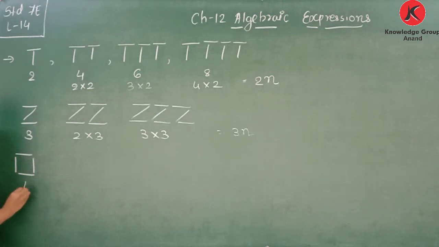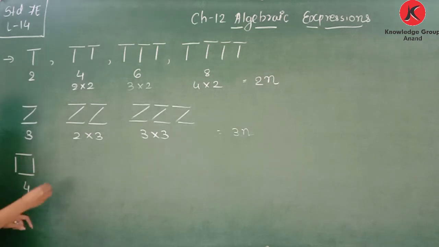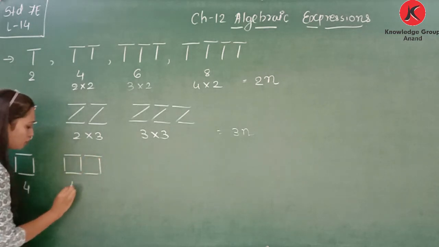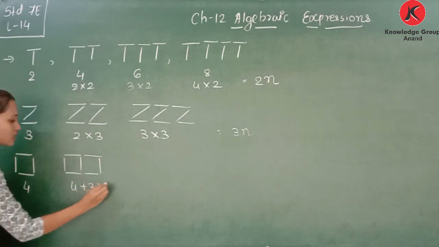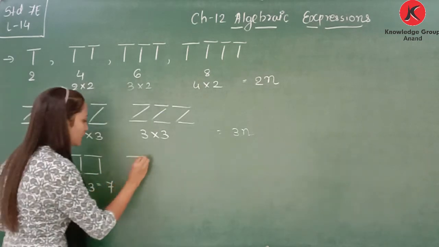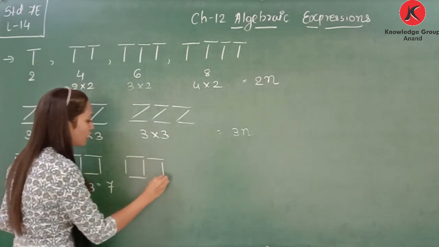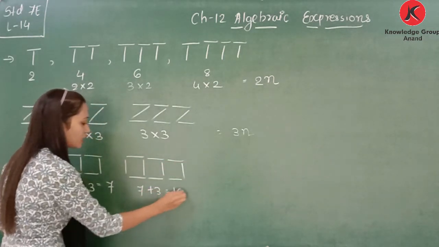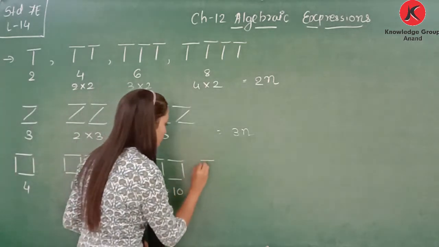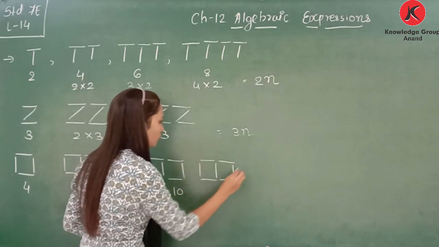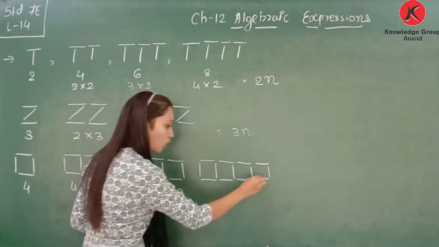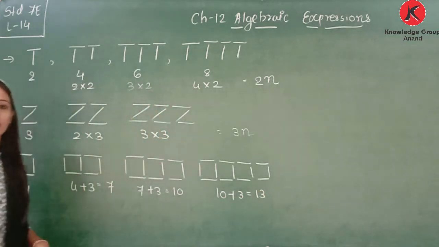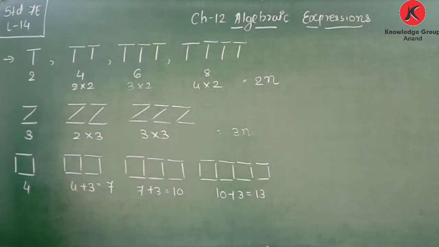For that, we need 4 matchsticks. Now for 2 times O, we need a consecutive O. 4 and 3. We need to add 4 and 3, that is 7. Now for the next pattern, we need to add 3 more matchsticks, so that is 7 plus 3, that is 10. For 4 times, we need to add 3 more, so that is 10 plus 3, 13. Means every time we need to add 3 matchsticks for consecutive patterns.